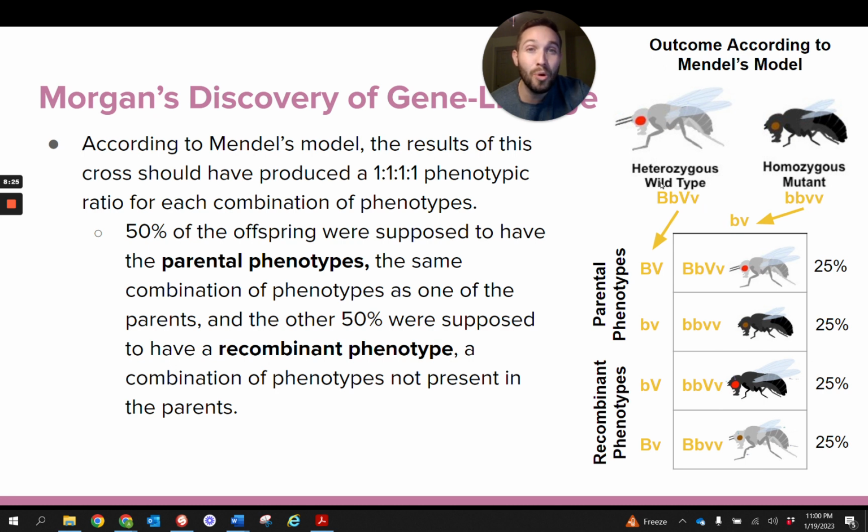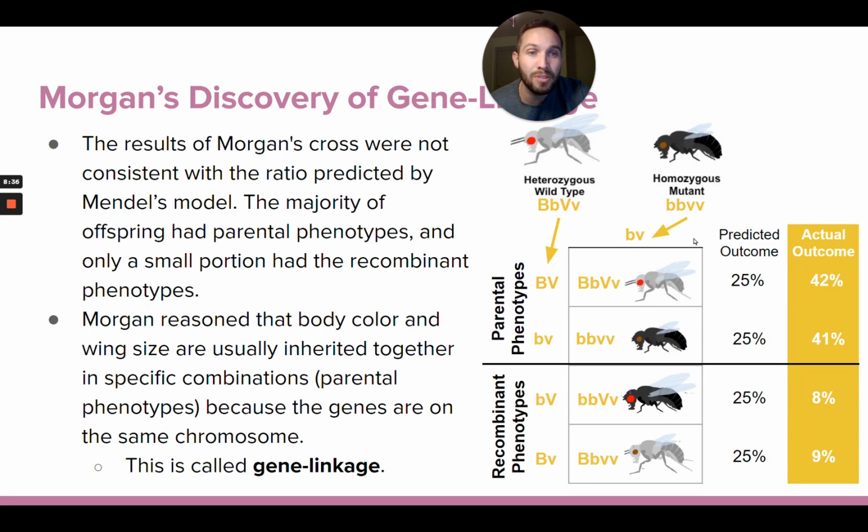And so when Morgan did this cross, he produced hundreds and hundreds of offspring from crosses like this between these 2 types of parents. And here was his actual results. It was not 25% for each one. It was actually 42 and 41% for these outcomes, and 8 and 9% for these outcomes.